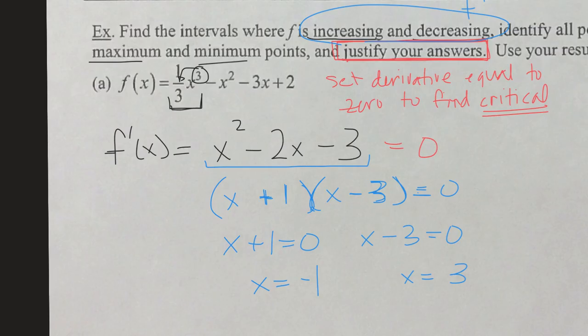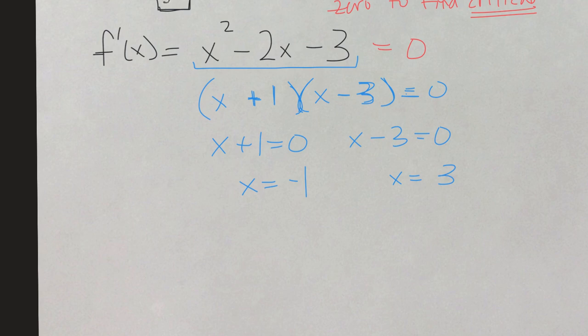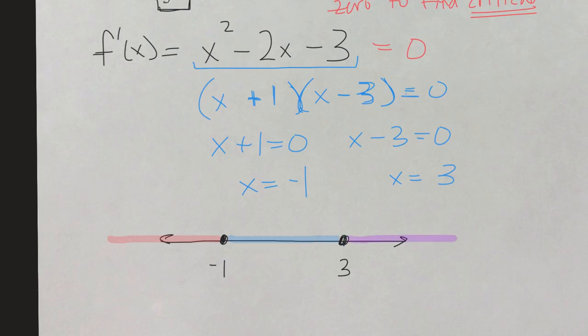So what we do with these is now we're going to do a sign analysis. We make our horizontal line, right? This is our number line. We put our critical values on here, -1 and +3. Those are the places where our derivative is 0. Notice we've created some intervals in between our points. We have an interval to the left of -1, an interval between -1 and +3, and an interval to the right of +3.